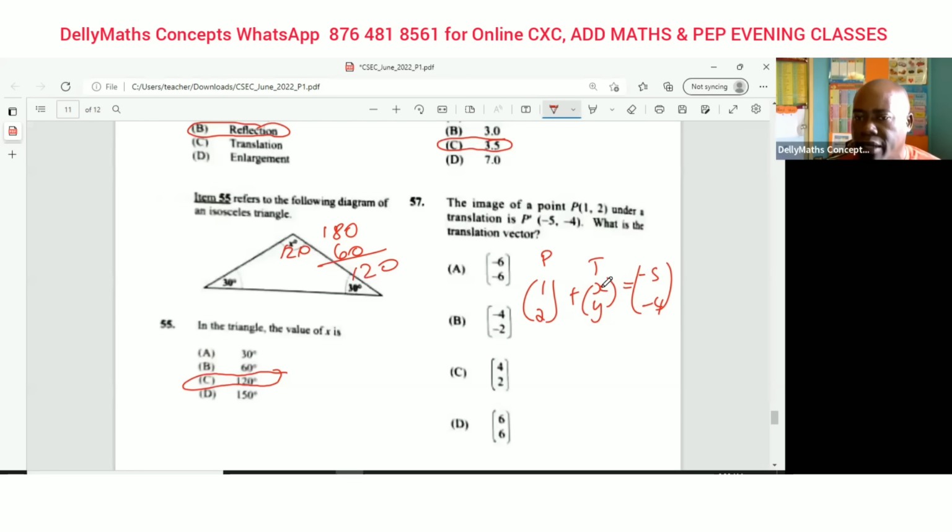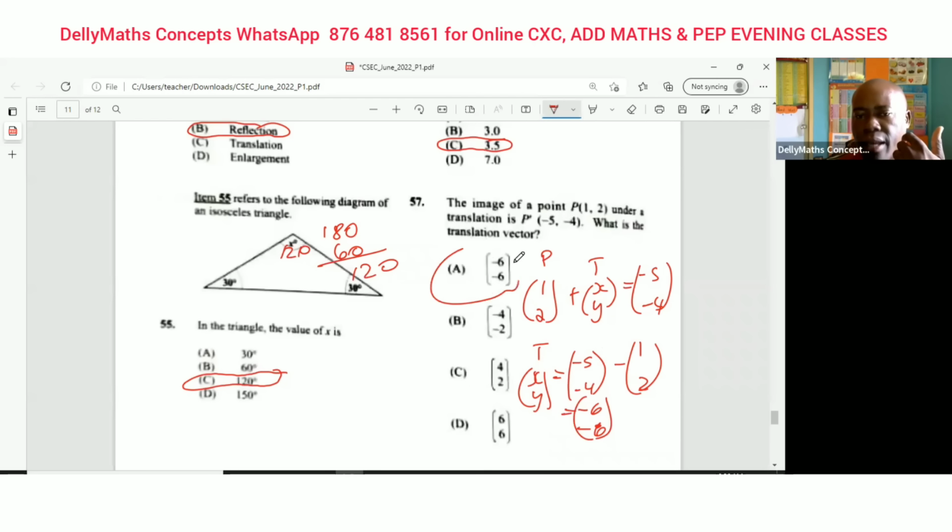We're seeing that it could be (-6, -6), because just looking at it, or what we could do is to say T, which is (x, y), is going to equal (-5, -4) minus (1, 2). So you're doing regular maths, and we're talking about (-6, -6) here. If this is P prime and you're transposing for T, you subtract that from the other side when you go over. So here it is: (1, 2) plus (-6, -6) will give us (-5, -4).